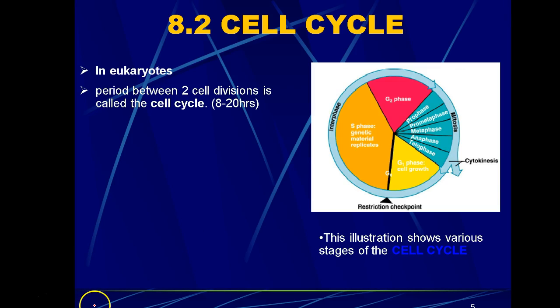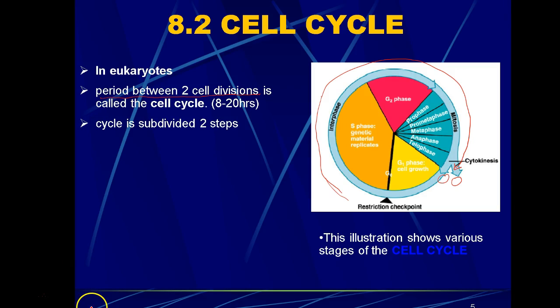Okay, so the cell cycle is referred to as the period between 2 cell divisions. So in other words, when the cell divides and goes all the way around this cell cycle until it divides again. So that is the cell cycle. The period between 2 cell divisions.